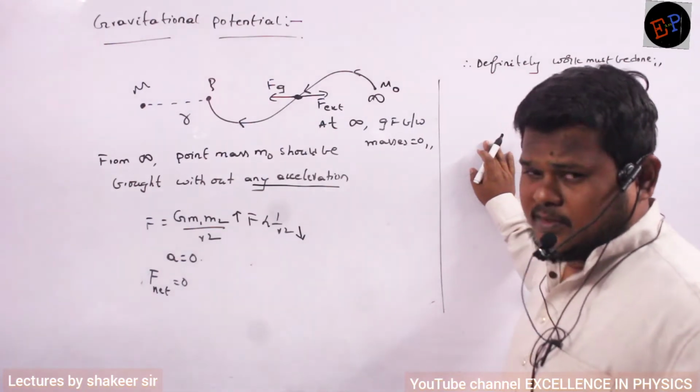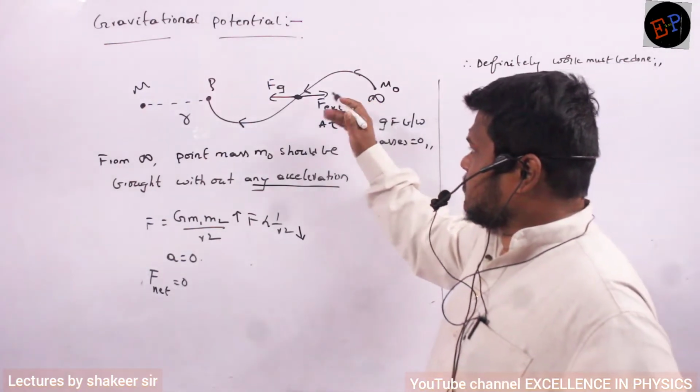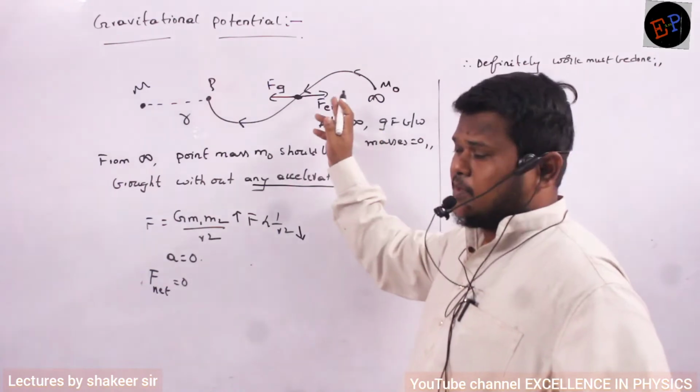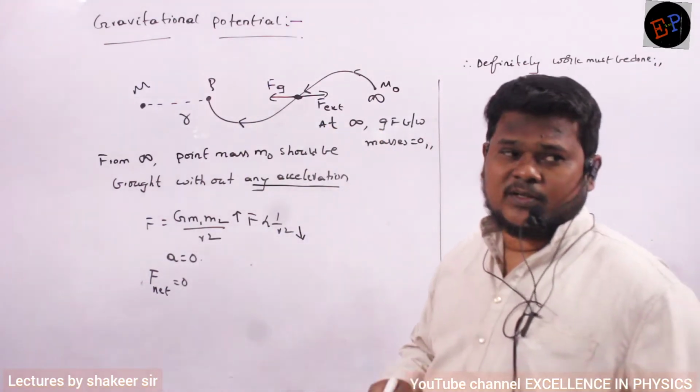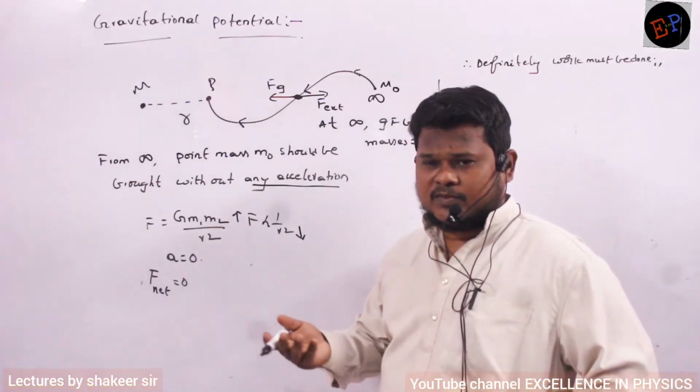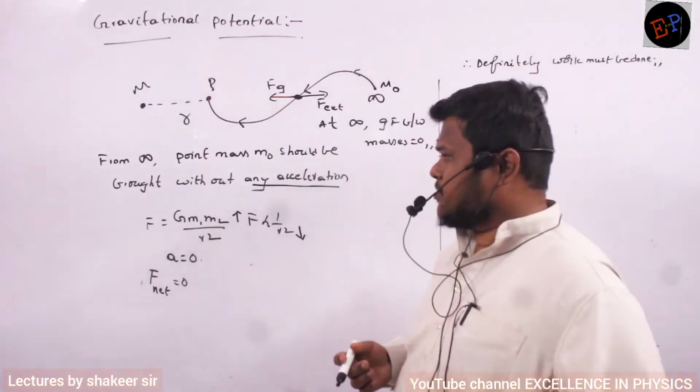Negative work. Why negative work? The force we are applying is in this direction, but the body is moving in the opposite direction. So the angle between them is how much? 180, cos 180 is minus 1. So work done is negative, no? Are you able to understand?